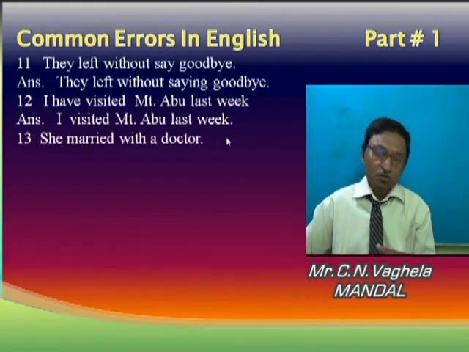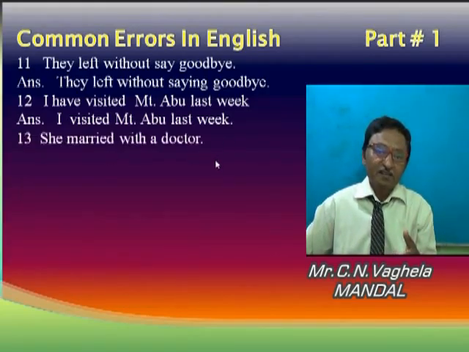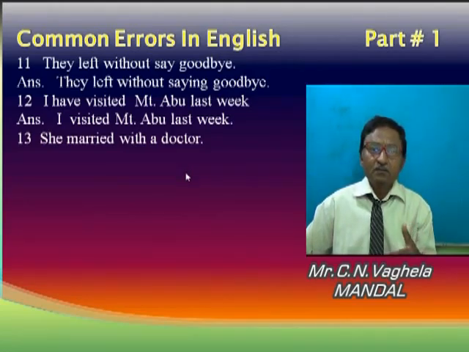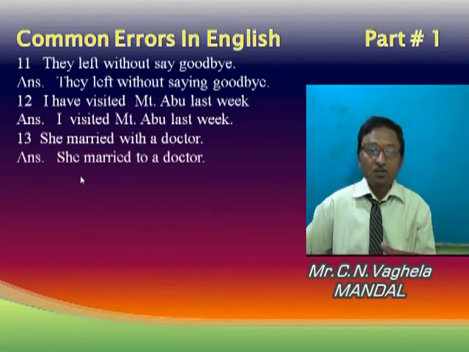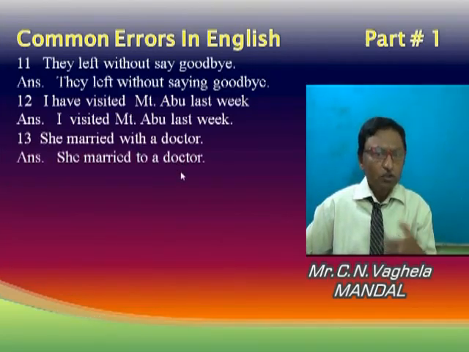She married with a doctor. What is the error? Here the error is from the preposition. Correct will be: she married to a doctor, not with a doctor, but to a doctor. She married to a doctor.